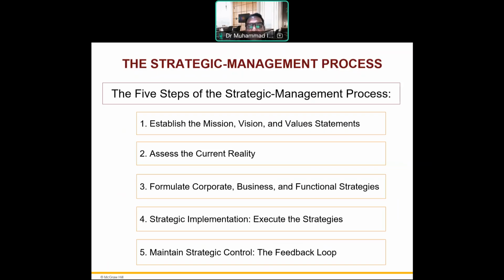We discussed this in our last lecture. Assess the current reality: where we are, what you want to do, where you want to do it. Then we have to formulate our corporate level strategy, business level strategy, functional level strategy. After developing and building these strategies, we have to implement and execute them. Who is executing? Functional level people are executing this strategy. After execution, we have to evaluate what we used and what we got: profit and loss. The feedback loop, in simple meaning.